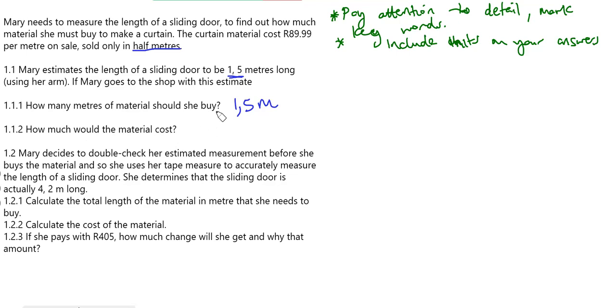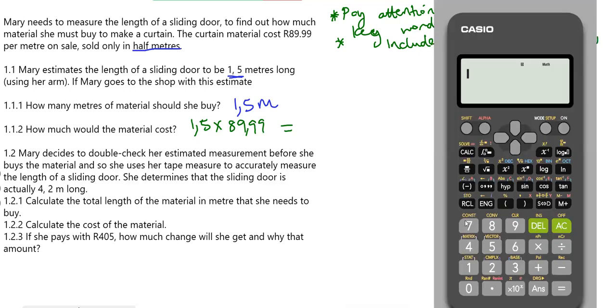We are going to multiply here, because we know that she's going to buy 1,5. So 1,5 times, well, how much is it per meter? It is 89,99. So here we are saying 1,5 meter times 89,99 should give you the answer. So here 1,5 times 89,99. What are we getting?